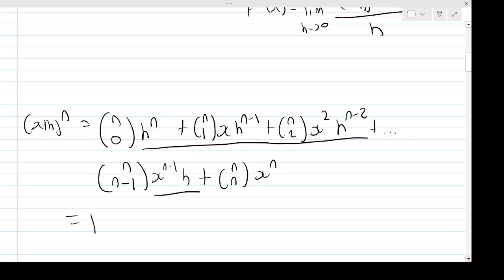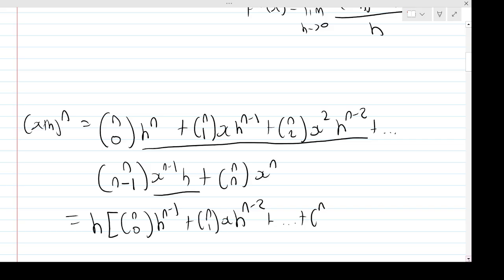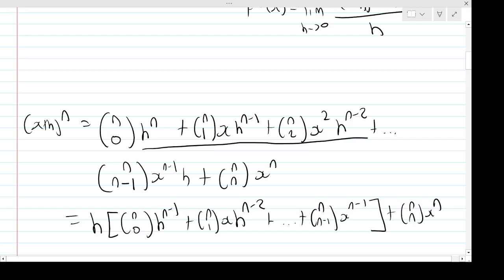So it's going to be h, then we're going to have n choose 0, h to the n minus 1, add n choose 1, x h to the n minus 2, add, add n choose n minus 1, x to the n minus 1, and then h is already factored, so that's it. And then I'm going to add on the x to the n outside, okay? So all I've done here is factorise an h out of all the terms that do have an h in, okay?